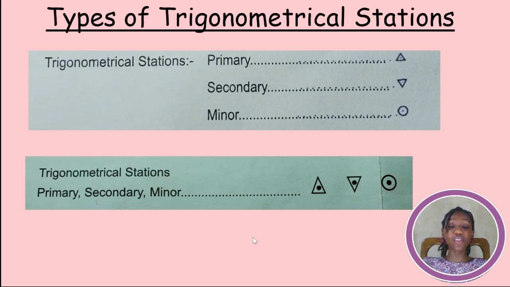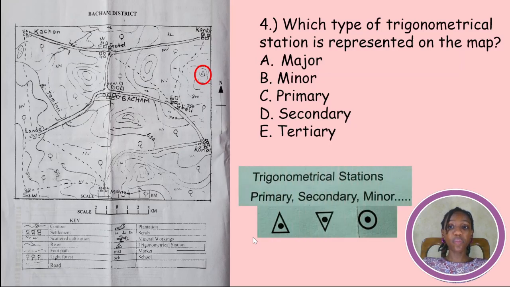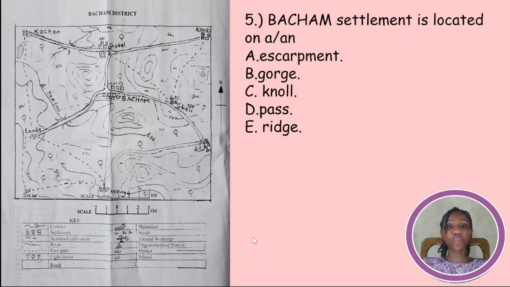And I'm sure you can easily tell what the answer is going to be now, looking at their symbols. So for a primary trigonometrical station, it's a triangle facing right side up with a dot inside, while secondary is an inverted triangle also with a dot inside, while for a minor trigonometrical station, we have a circle with a dot inside. So now comparing once again, we can clearly see that the answer is option C, primary, since the symbol on our map is an upright triangle with a central dot. This corresponds to a primary trigonometrical station.